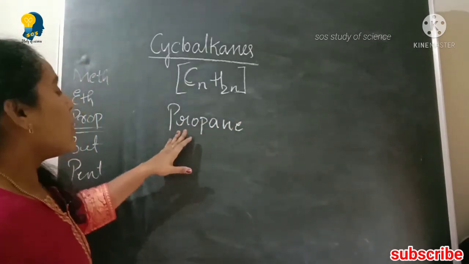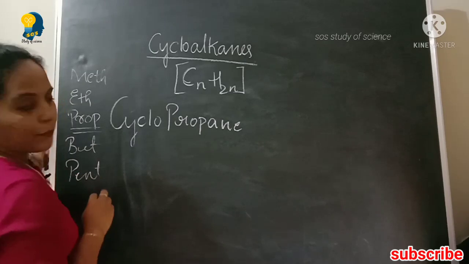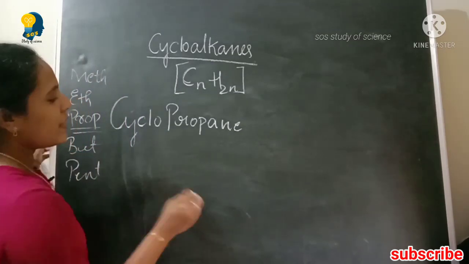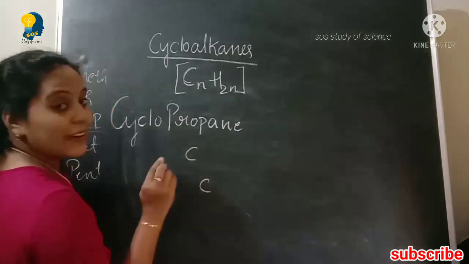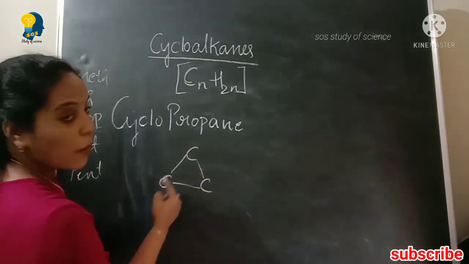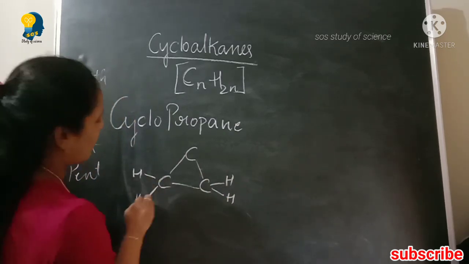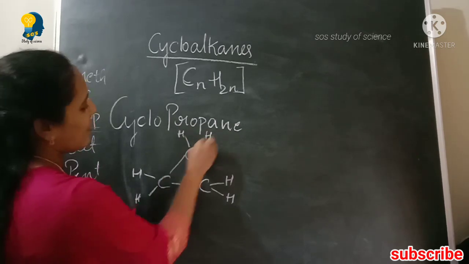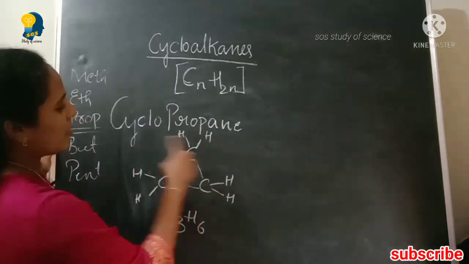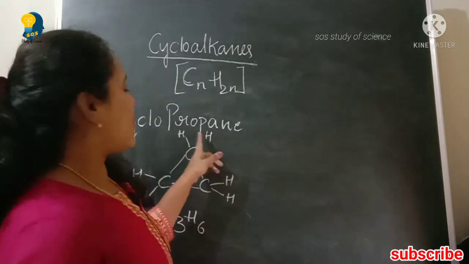How do we write the name? Propane combined with cyclo becomes cyclopropane. Cyclo means a cyclic structure should be there. Prop means there should be 3 carbon. See, the 3 carbon is written in such a way that it has a closed chain. And each carbon now has 2 bonds. The remaining bonds are with the hydrogen. So C3H6, you can see C3, 6 hydrogen atoms are surrounded by it. C3H6 is the molecular formula for cyclopropane.